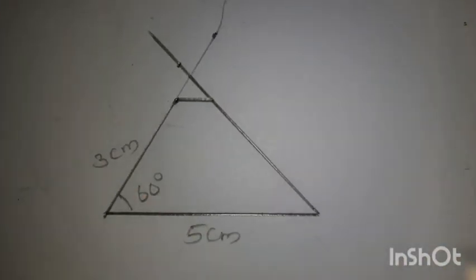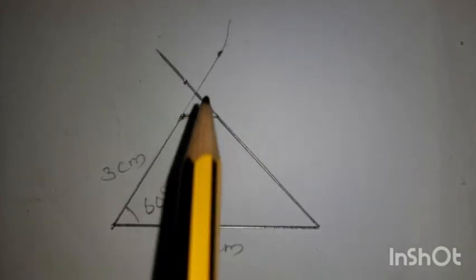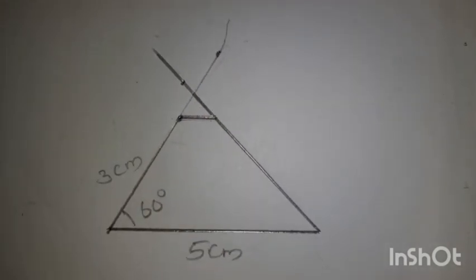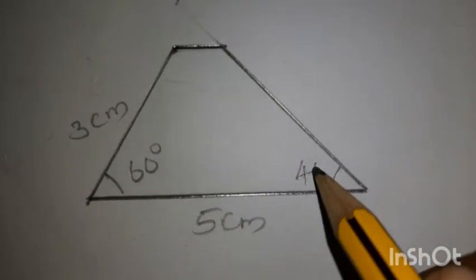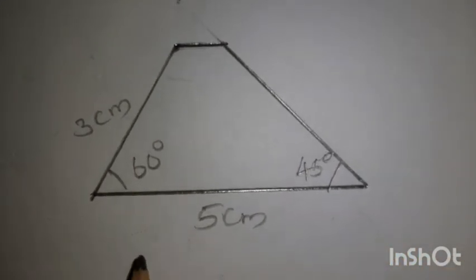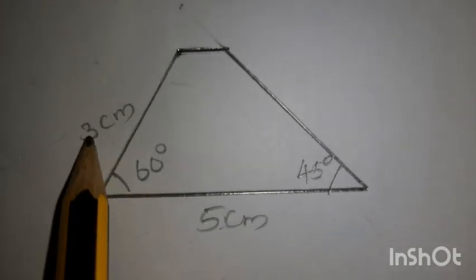Draw a straight line parallel to 5 centimeter, and other portions you have to rub it off. Finally you are getting a trapezium like this with a 45 degree angle and 60 degree, with the base 5 centimeter and side 3 centimeter.